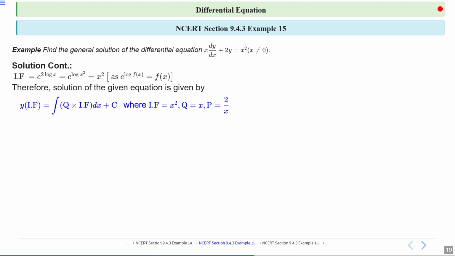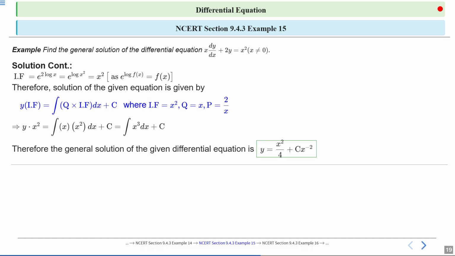and q is x, and the value of p is 2 by x. To substitute these values into the formula, we get y into integrating factor x square, so y into x square is equal to integration of q, which is x, into integrating factor x square, so x into x square dx plus c. So it becomes integration of x cube dx plus c.